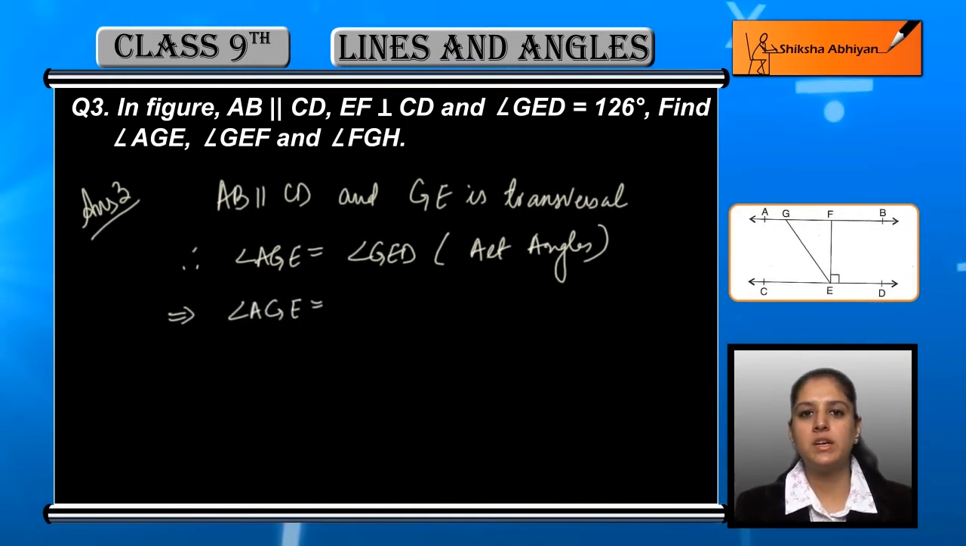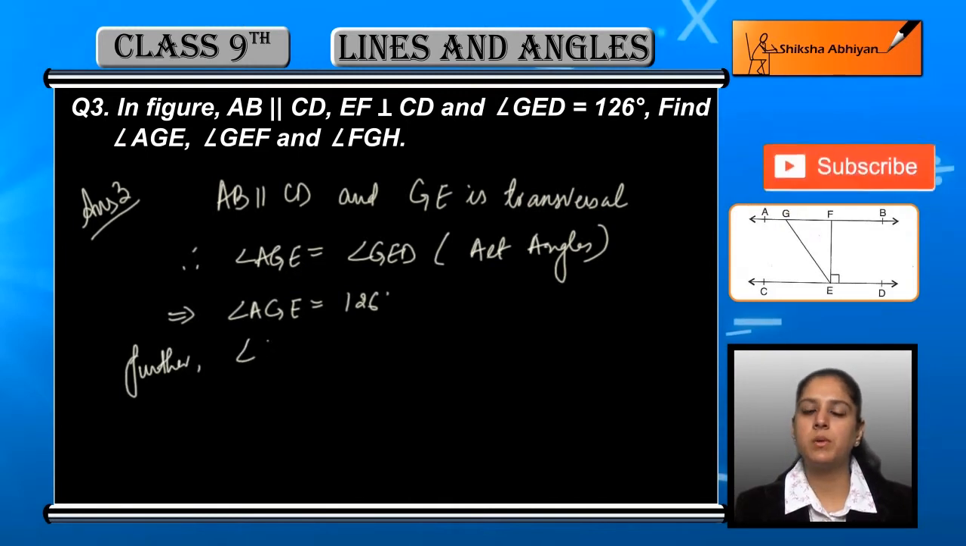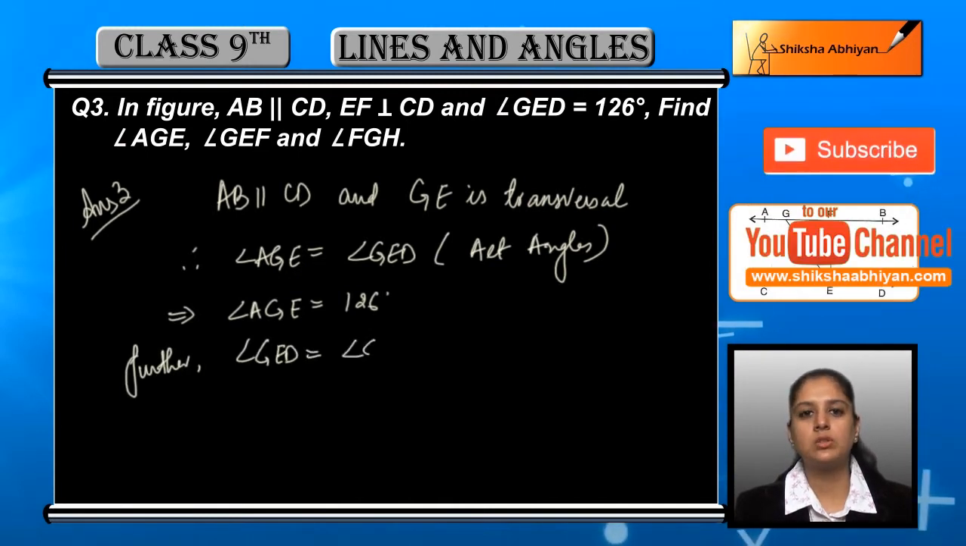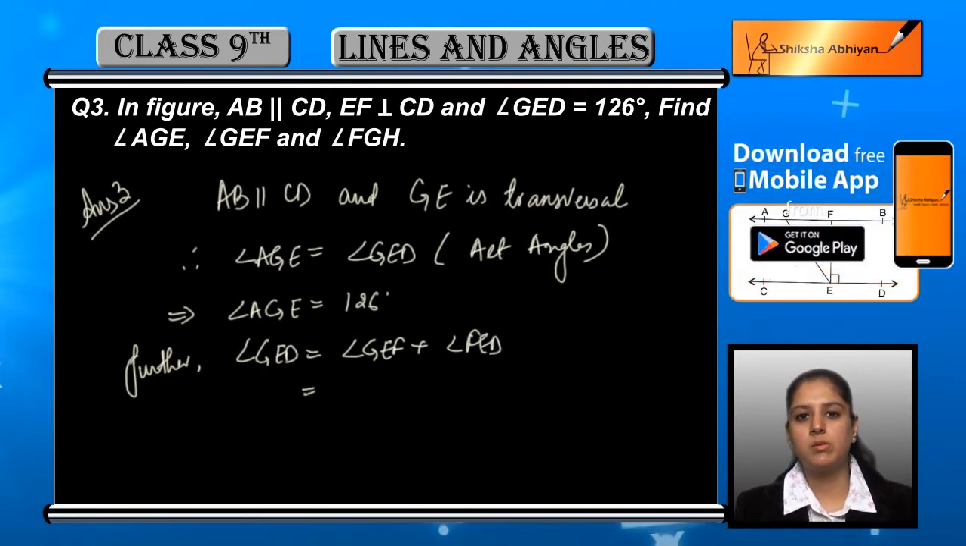So अगर दो alternate interior angles होते हैं वो आपस में equal होते हैं. And हमें GED already 126 given है, so angle AGE is also equal to 126 degrees. So first angle AGE is equal to 126 degrees.